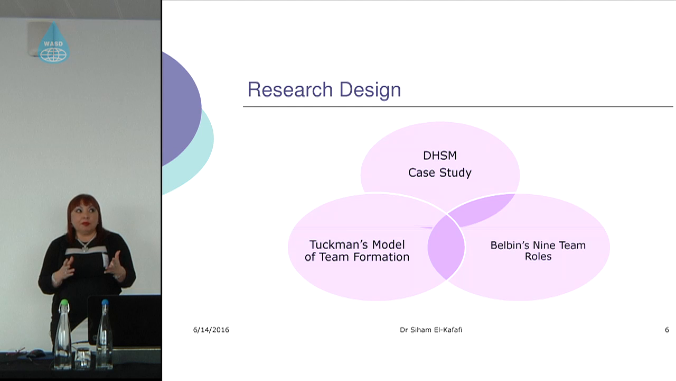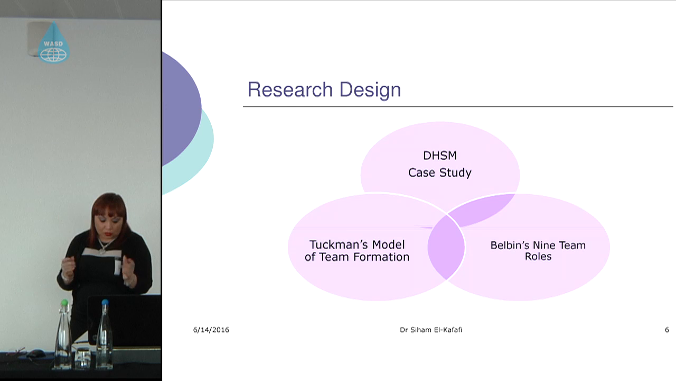So I ended up with teams between 4 and 6 maximum, no more than that. I ended up with 12 teams. And I went through all the phases and explained to them the models of Belbin and of Tuckman. So this is the overall design.